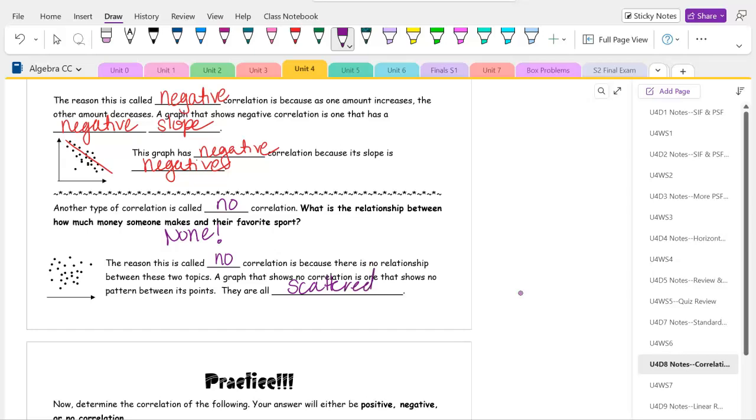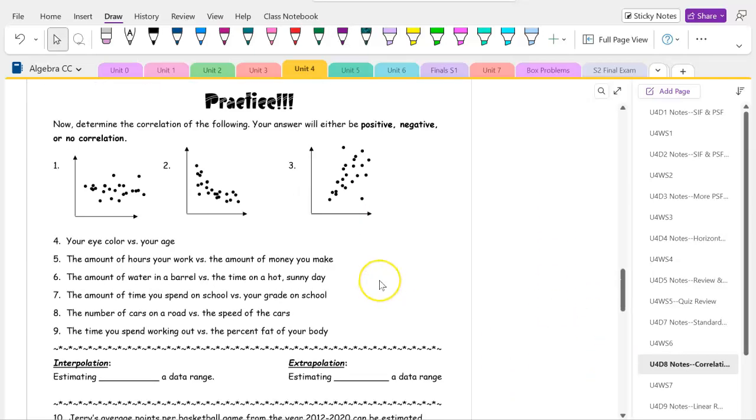All right, so let's try some practice here. So we're going to determine the correlation of the following, and your answer will either be positive, negative, or no correlation. In number 1, we see all the dots are kind of scattered everywhere. This would be an example of no correlation.